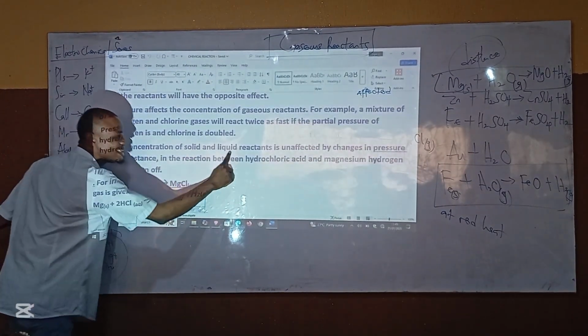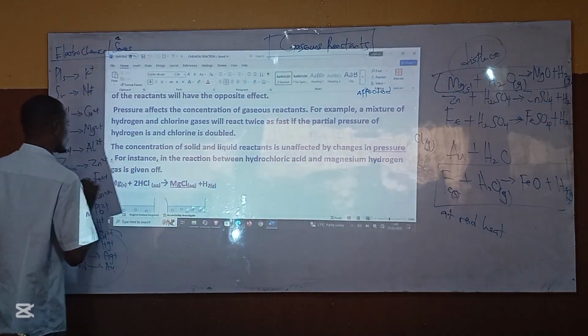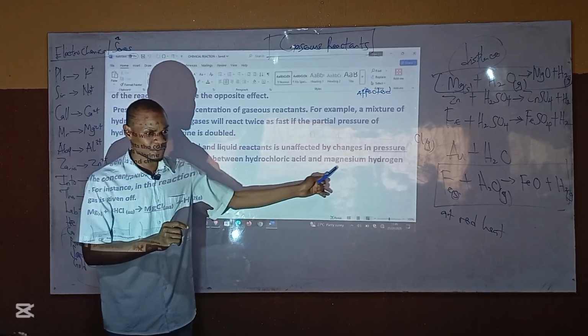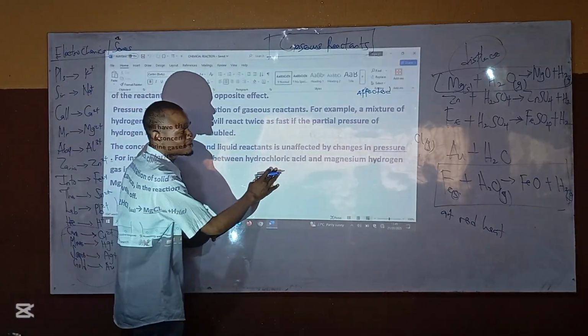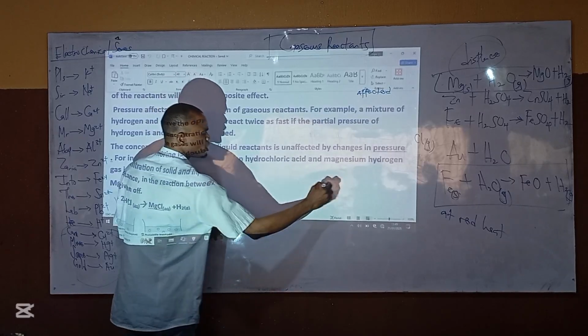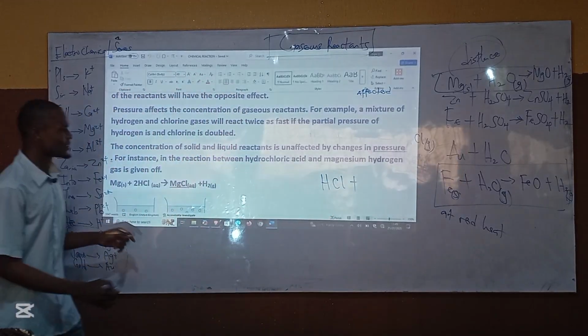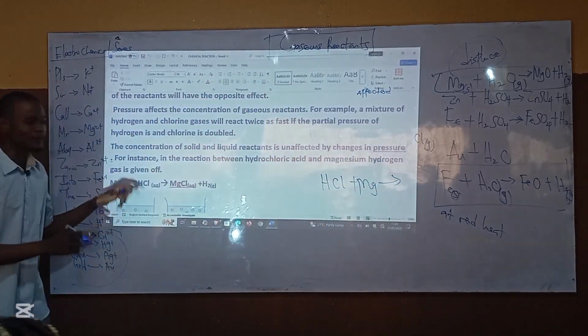Now, the condition of solid and liquid reactant is what? It is unaffected by changes in pressure. For instance, in the reaction between hydrochloric acid and magnesium. HCl and magnesium. Now hydrogen gas is given off.